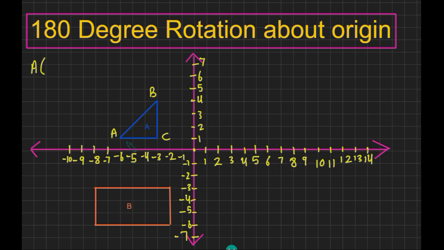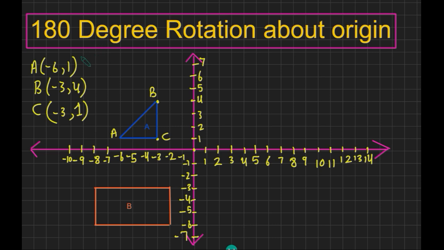You can see that A coordinates are -6, 1. B is here, and the X value is -3 and the Y value is 4. And C coordinates: the X value is -3 and the Y coordinate is 1. Okay. So A, B, C.